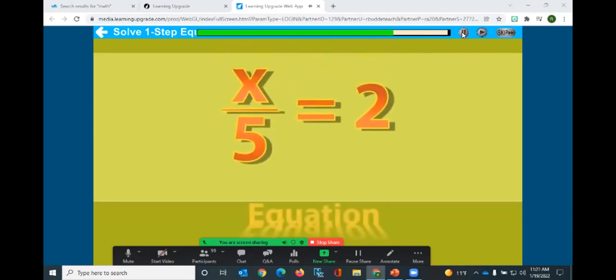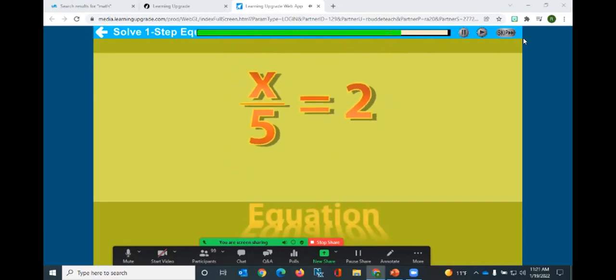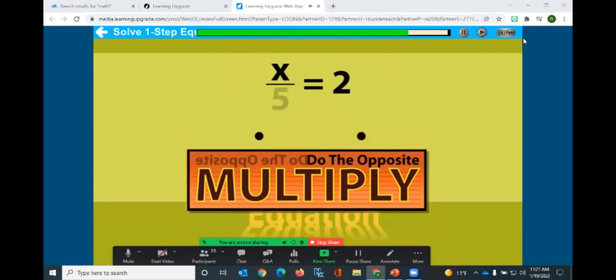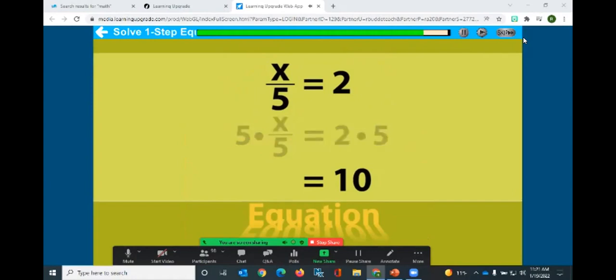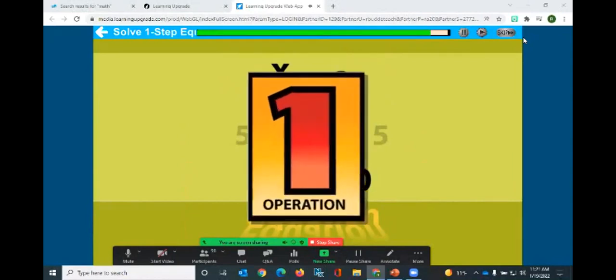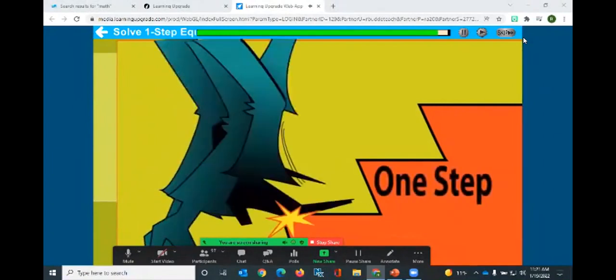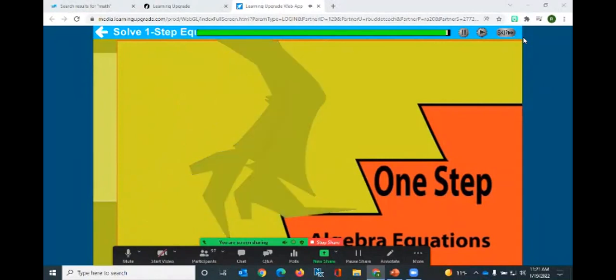Now for division. X over 5 equals 2. To eliminate the 5, do the opposite. Multiply both sides by 5. The 5's cancel out, and 2 times 5 equals 10. So the answer is x equals 10. Notice, you can solve these simple equations with just one operation. These are one-step algebra equations. Now it's your turn.